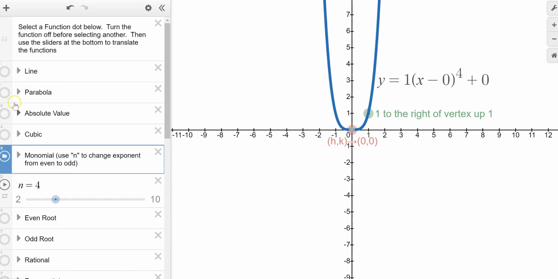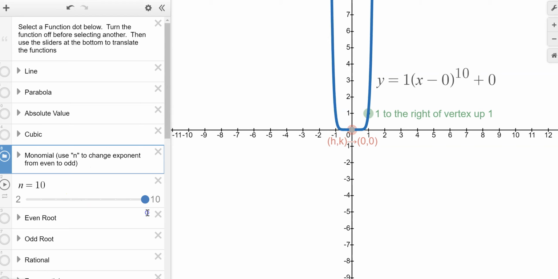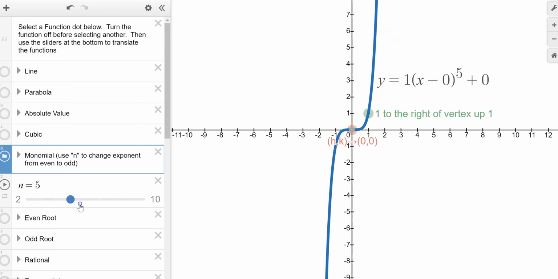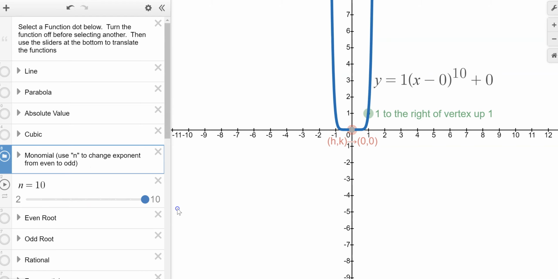So that's why if you look at the parabola, it goes up a lot quicker from 0 to 1 than this, because these fractions are now getting smaller. Everything between negative 1 and 1 is getting smaller as you increase the exponent, and everything outside of that is getting larger a lot quicker. Watch, you'll see it start to pancake. As I go through the entire graph, you can see it gets flatter and flatter the larger the exponent.